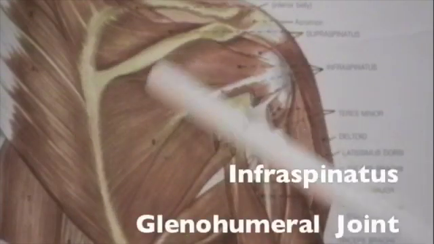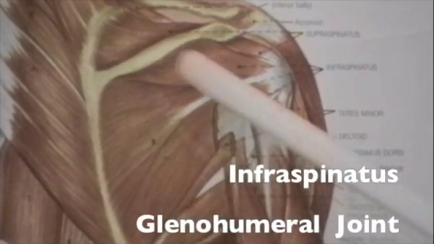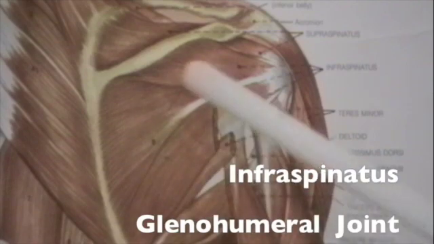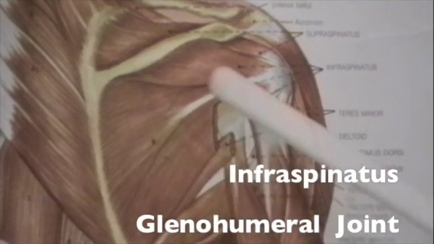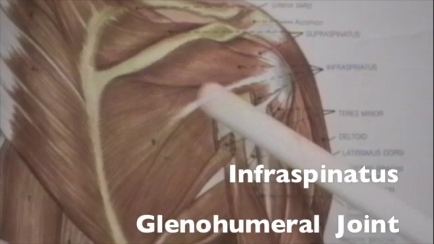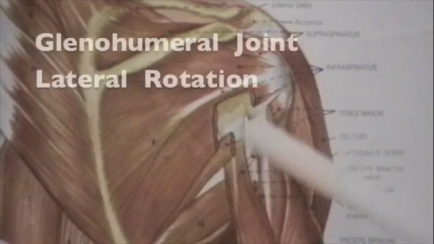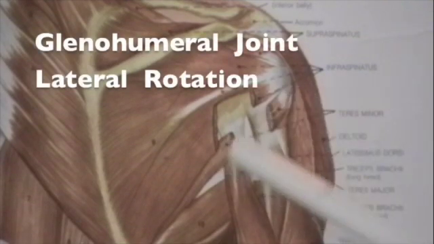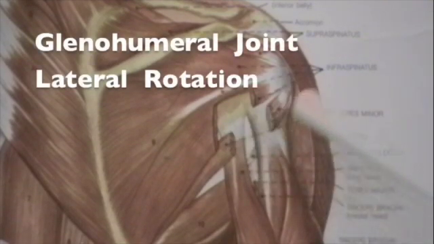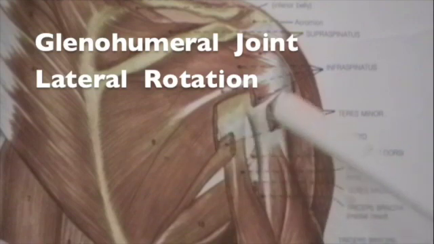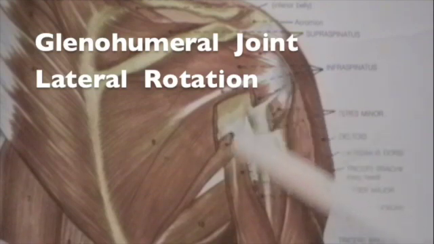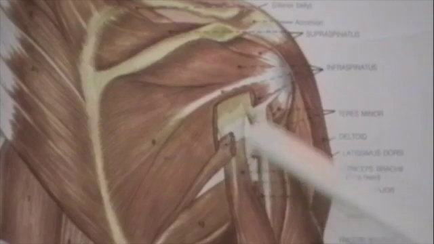Below the spine of the scapula is infraspinatus. Infraspinatus will do lateral rotation at the glenohumeral joint. A small muscle just underneath infraspinatus is teres minor. Teres minor also will assist to do lateral rotation at the glenohumeral joint.